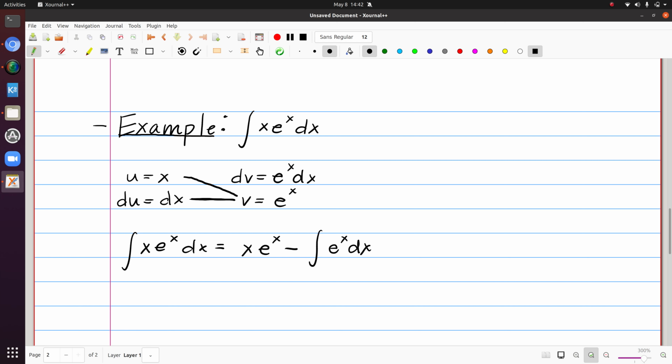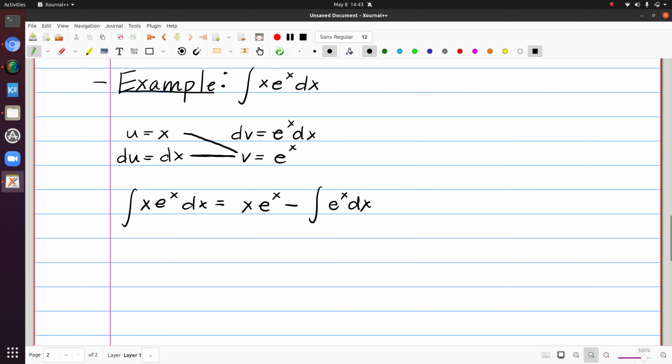One of the things I noted on the previous page is that we hope the integral we've introduced on the right-hand side is simpler than the one we started with. And arguably, that's true here because I know how to antidifferentiate e to the x. The problem was I didn't know how to antidifferentiate x times e to the x.